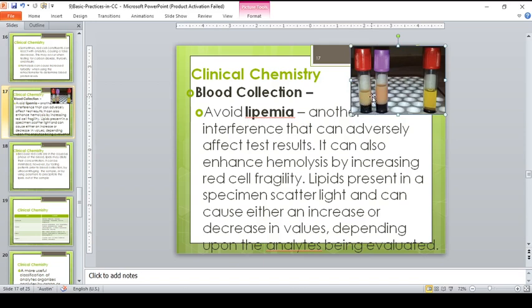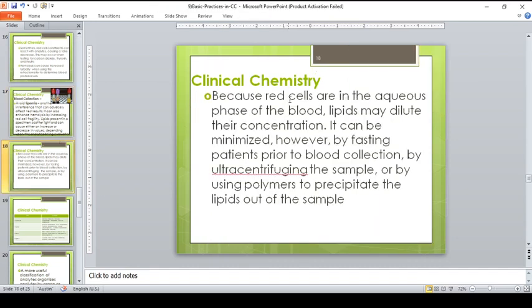So lipemia can be cloudy or whitish in color, unlike hemolysis, which is pinkish or reddish in color. This is the normal color of the serum, straw-colored or light yellow. So that is for the normal serum. Because red cells are in the aqueous phase of the blood, lipids may dilute their concentration. It can be minimized, however, by fasting patients prior to blood collection, by ultracentrifuging the sample, or by using polymers to precipitate the lipids out of the sample.